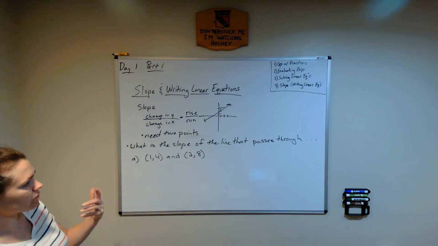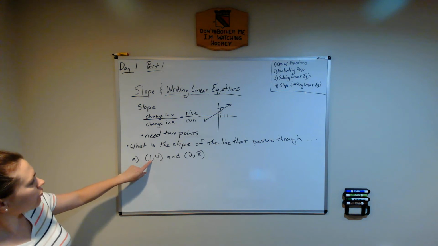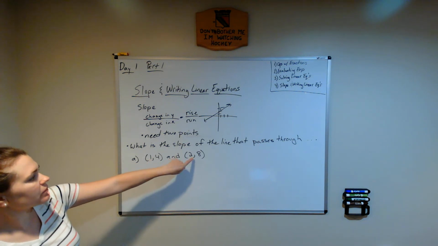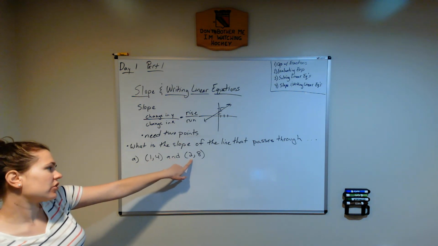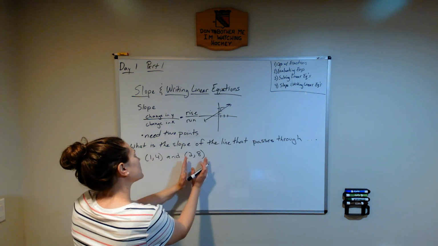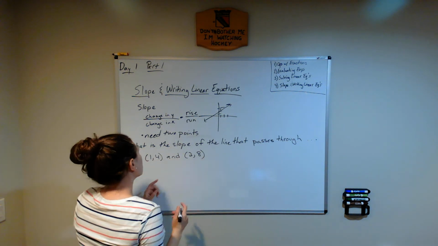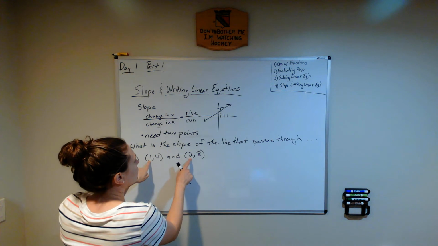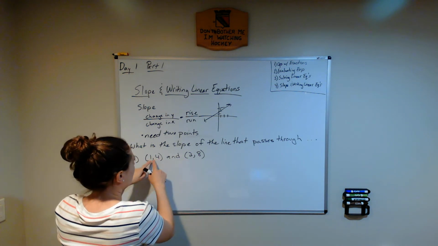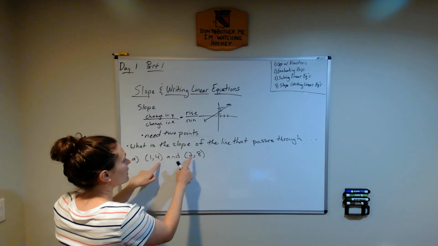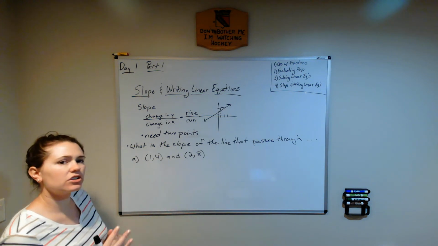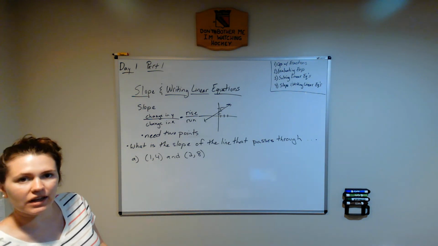So if you notice, here's something to think about. Your first point has an x value of 1, and your second point has an x value of 2. So from the first point to the second point, you've moved horizontally to the right in a positive direction, and your y's have grown, okay? So that should lead you to whether this is a positive slope or a negative slope.